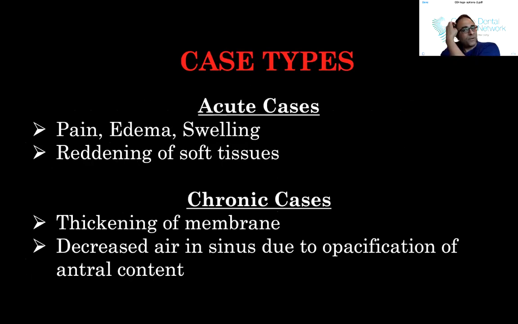So there's acute cases, where the patient will complain of pain. There might be swelling or edema in that area. Generally, the tissues will be reddened. But those chronic cases, where the membrane starts thickening and there's decreased air in the sinus due to opacification, and that opacification can then cause blockage of the ostium, are more chronic cases. Again, I don't want to get too much into that.